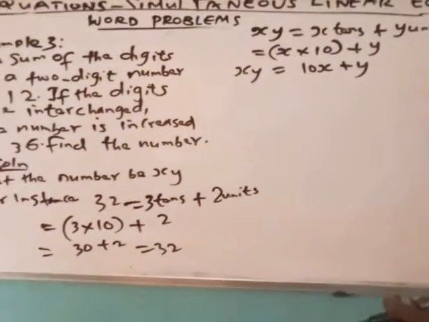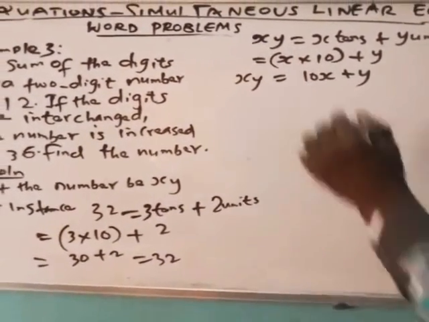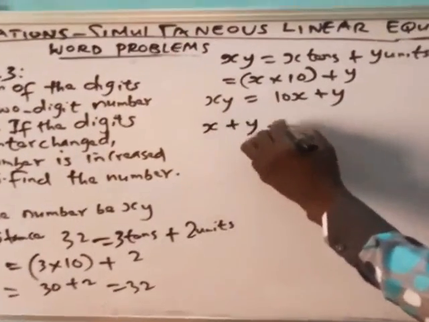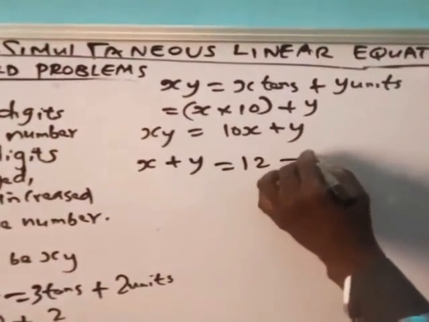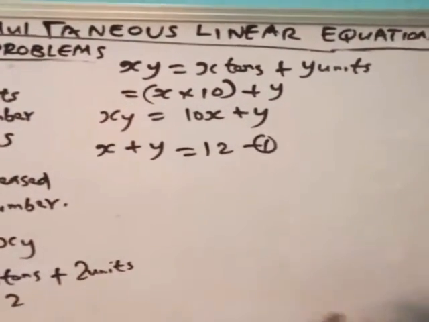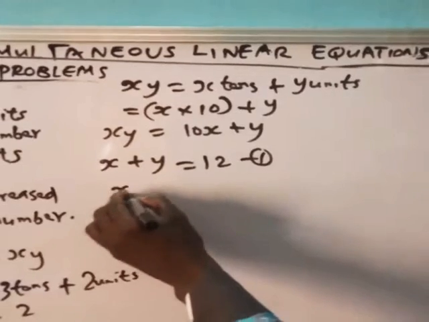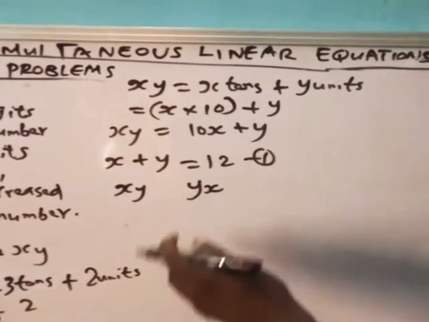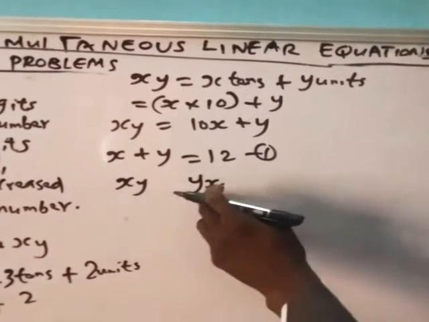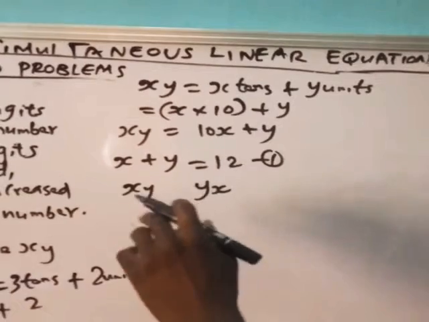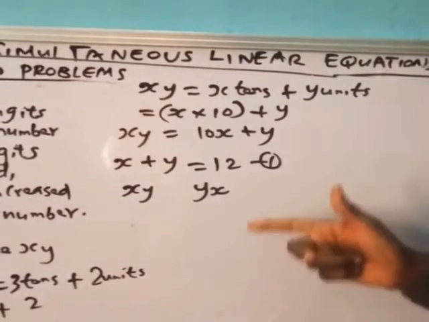So now the sum of the digits of a two-digit number is 12. The sum of the digits. The digits are x and y. So x plus y is equal to 12, equation 1. If the digits are interchanged, when you interchange the digits, xy becomes yx. You interchange the digits. That means that y units now becomes y tens. If the digits are interchanged, the number is increased by 36.